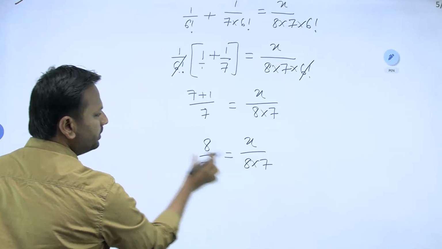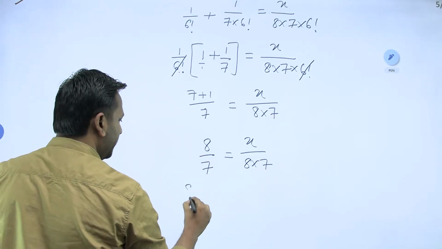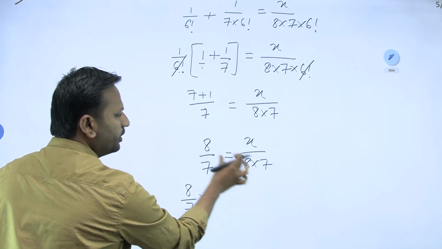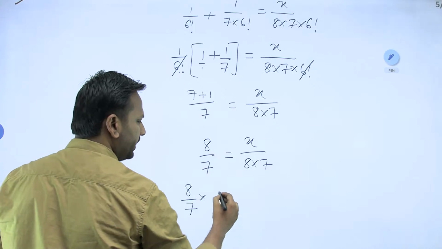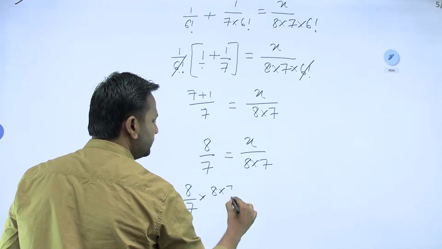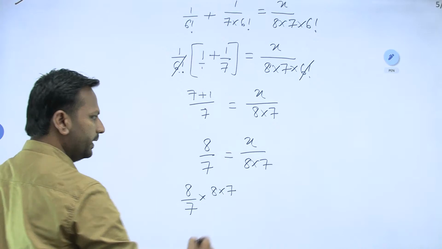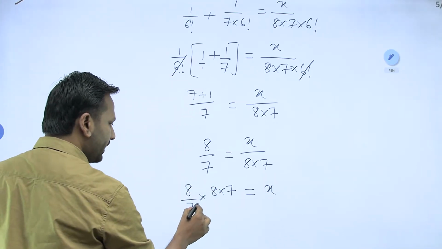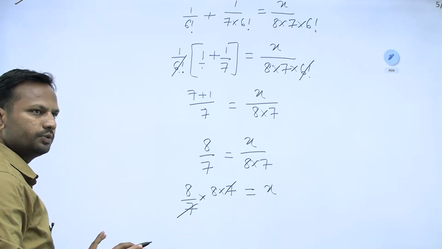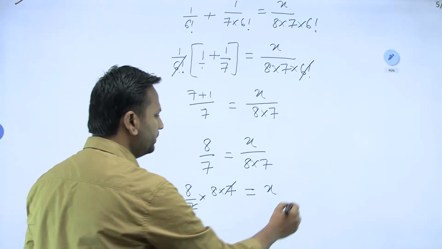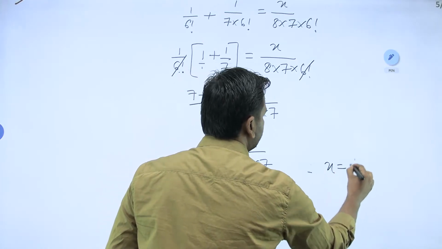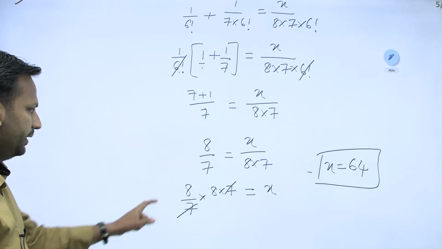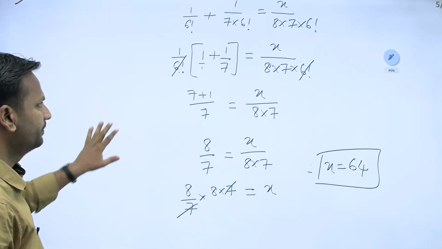Now cross multiply this to the LHS side. 8 by 7, it is already in the LHS side. Now what I'm doing here, I'm cross multiplying to the LHS side. It becomes 8 into 7, students, right? What remains in the RHS side? X remains. See what cancels? 7 cancels, students. So 8 8s are how much? 8 8s are 64. Simple, right? 8 8s are 64. This is the answer, right?